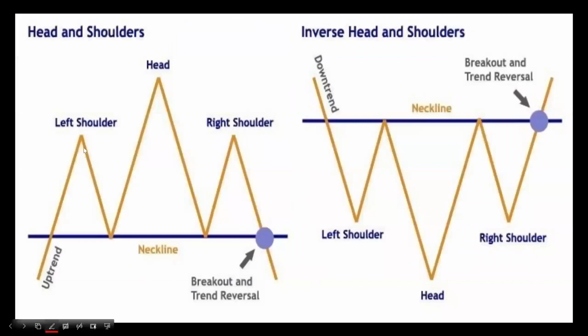So this is what we're looking at. We're looking at the left shoulder, the neckline, the head, the neckline, and the right shoulder. So your breakout and trend reversal point would be the break of the neckline on the right shoulder for head and shoulders, because this is a reversal pattern. So that uptrend's done for. We're going back down.